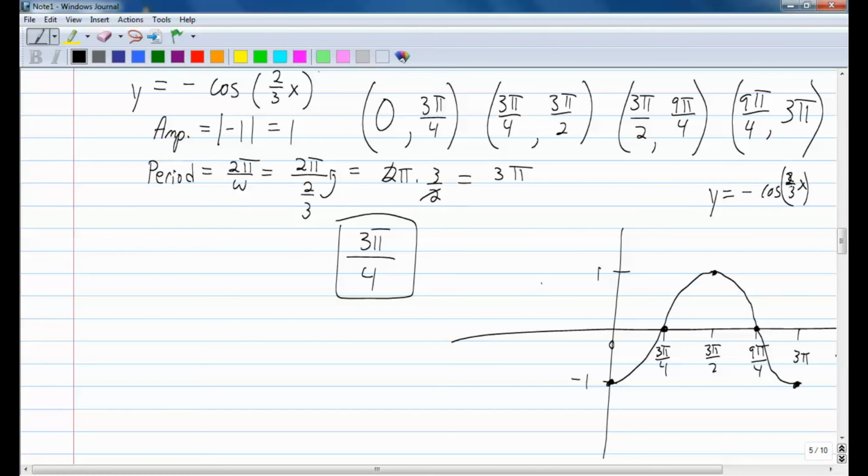Now that's not what the problem asks us to do, but we have to use that so that we can graph y equals negative secant 2/3 x. The way that we graph it, every place where this graph crossed the x-axis, we put a vertical asymptote. At every high point, we draw a U-shaped graph opening upward. And every low point, we draw a U-shaped graph opening downward.